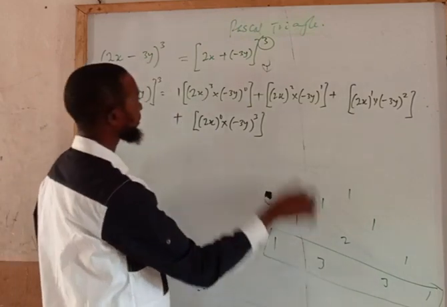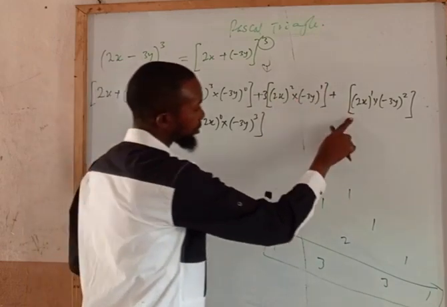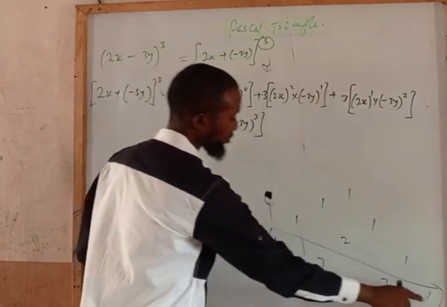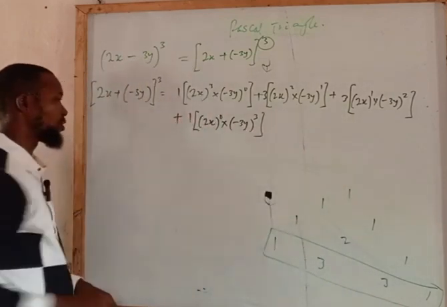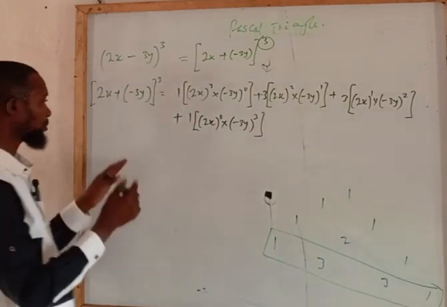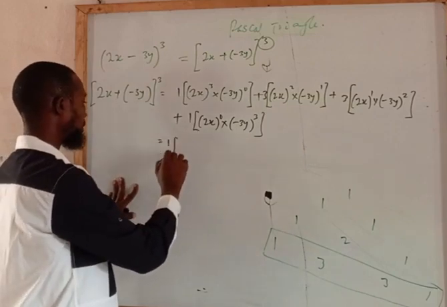Second term of expansion is 3, so it goes with the second term of the expansion. Third term of expansion is this. It also makes use of these 3, while the last one here is going to be this 1. So with this, we are going to simplify. Simplifying it here means 1 into.